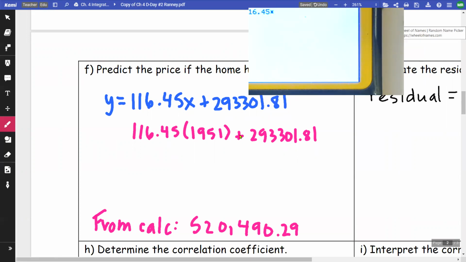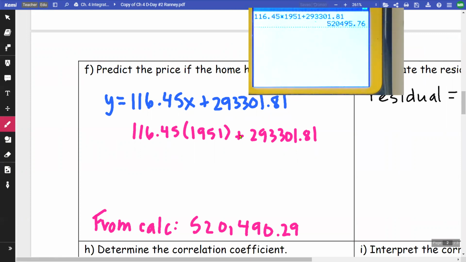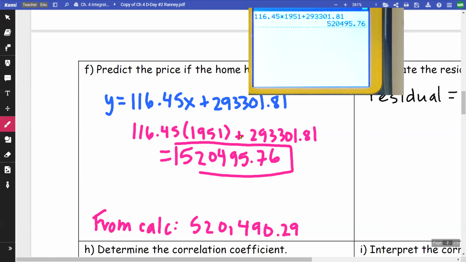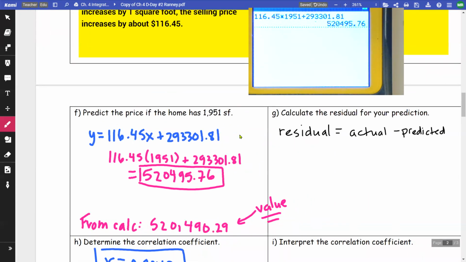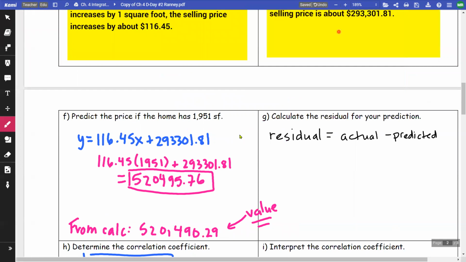Now, if I'm just computing it, 116.45 times 1951 plus 293,301.81, I put that into my calculator and you see I get a slightly different answer, because we had rounded in our equation, but the calculator kept it exact. So this is what I get if I use the equation that we wrote, and this is what I get if I use the value from the calculator.